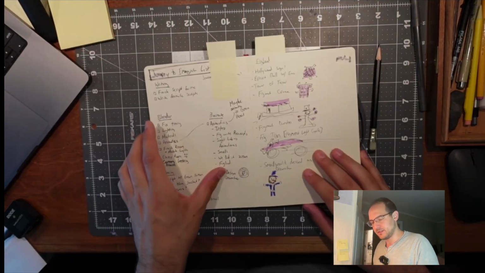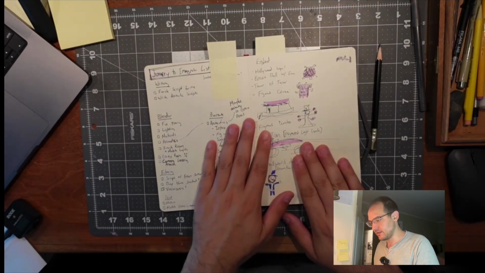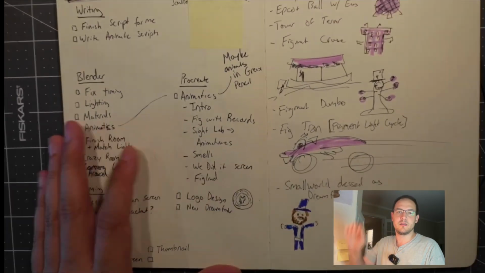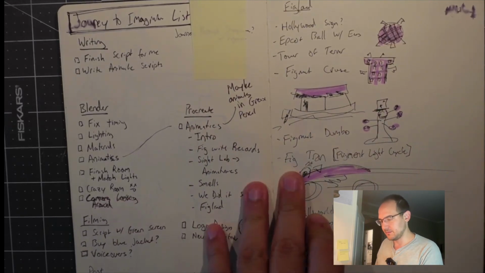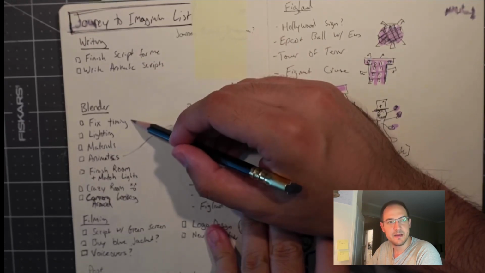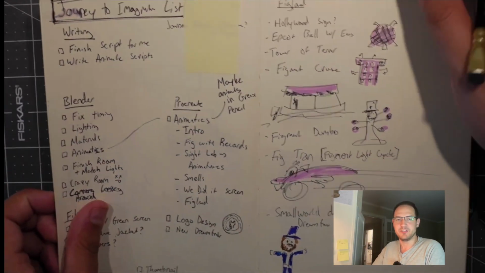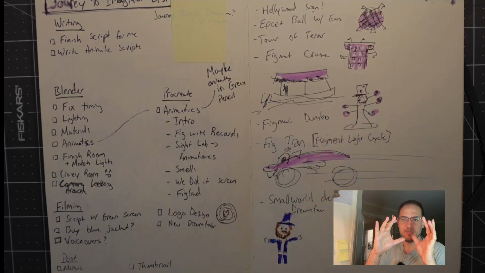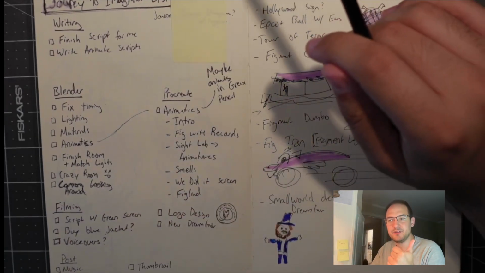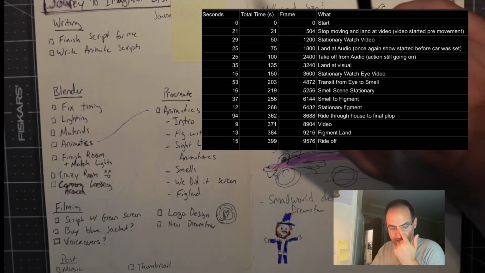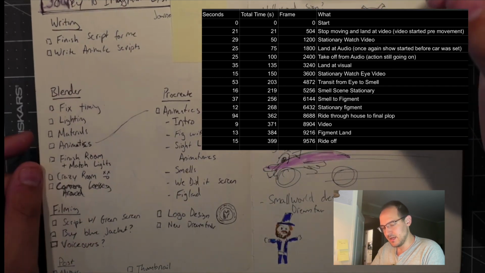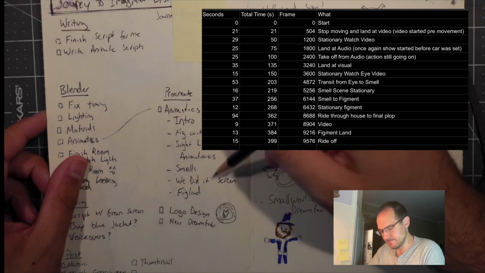This is one of the first, I remember this page very clearly, and it is all the things I needed to do to get it done. So I have to finish script, write animatics, fix the timing. The timing I think was really interesting. I went on a family trip and I recorded the whole ride with my stuff. And I used that and turned that into frames, the amount of frames it took, so 24 frames per second, to get my timing.